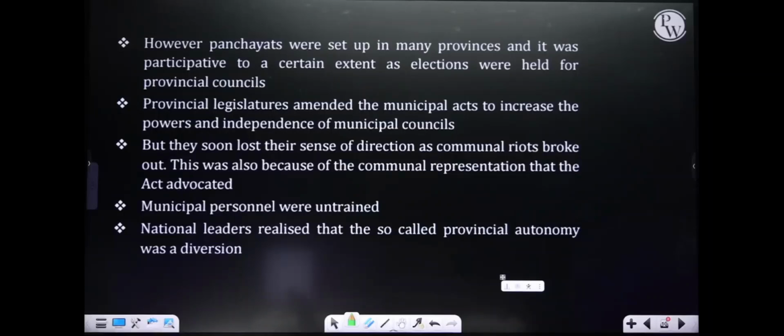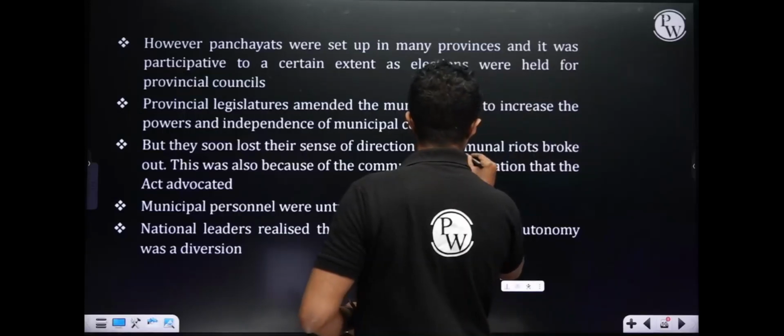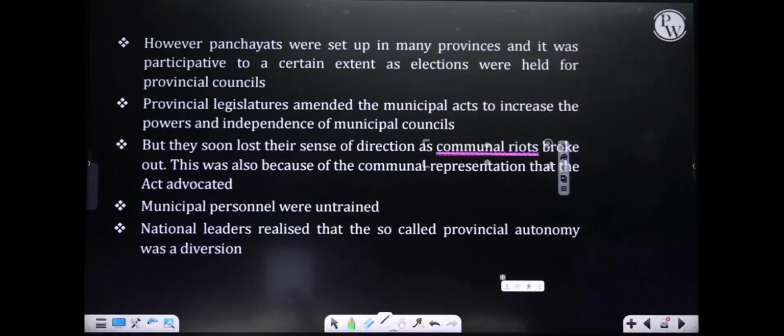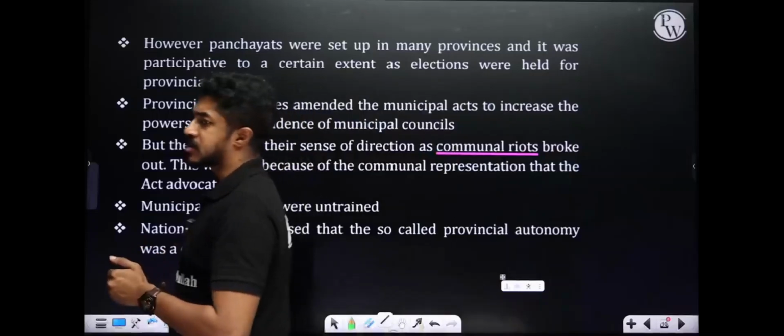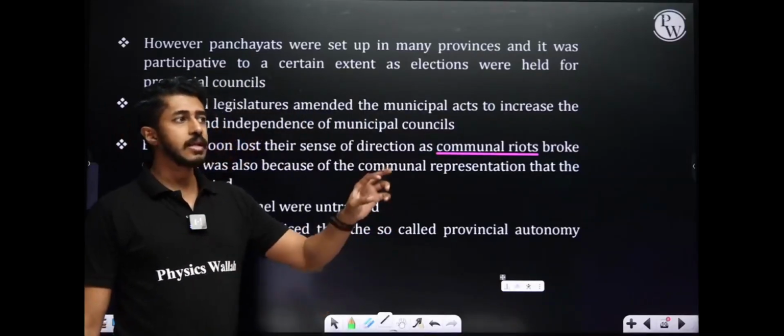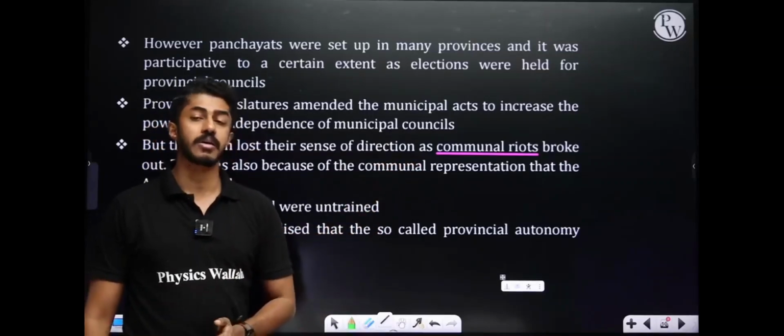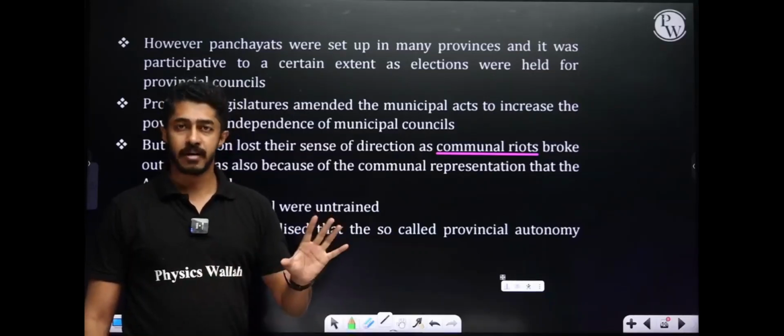However, panchayats were set up in many provinces and it was participative to a certain extent as elections were held for provincial councils. Provincial legislators amended the municipal acts to increase the power and independence of municipal councils, but they soon lost their sense of direction as communal riots broke out. This was also because of the communal representation that the act advocated. Municipal personnel were untrained. National leaders realized that the so-called provincial autonomy was a diversion. So, the point here was, whatever the Britishers tried to do here, even though there is an element of self-government, an element of representative democracy, all of this was nothing but diversionary tactics.